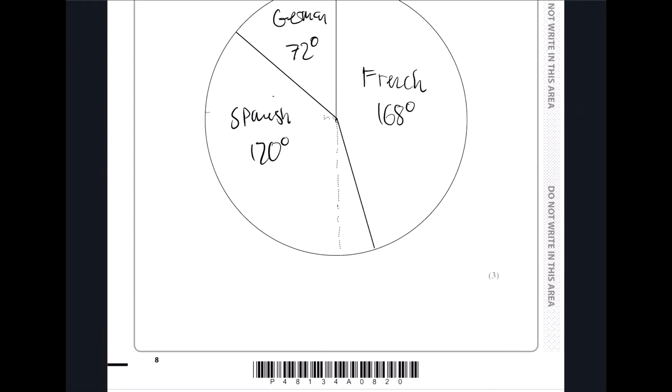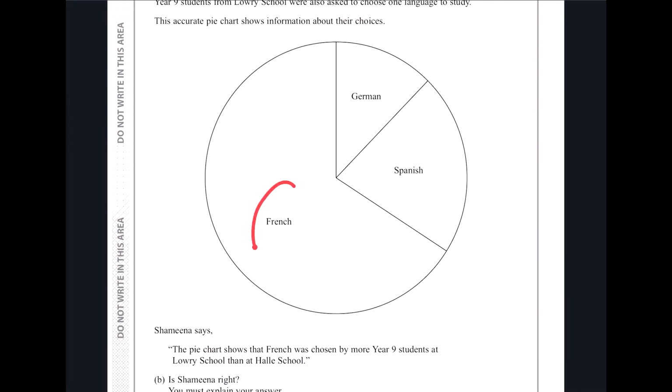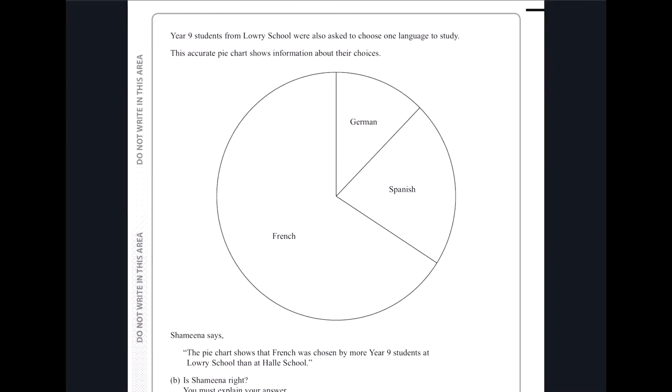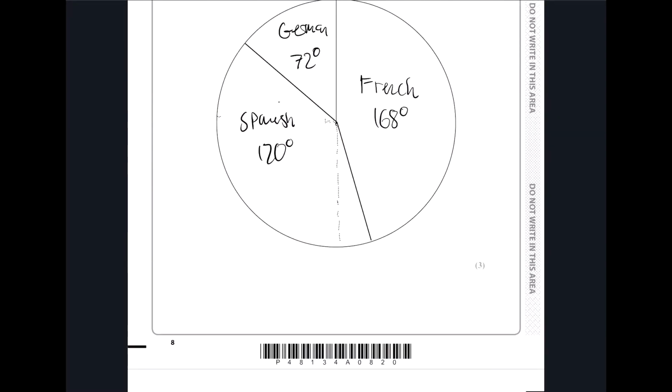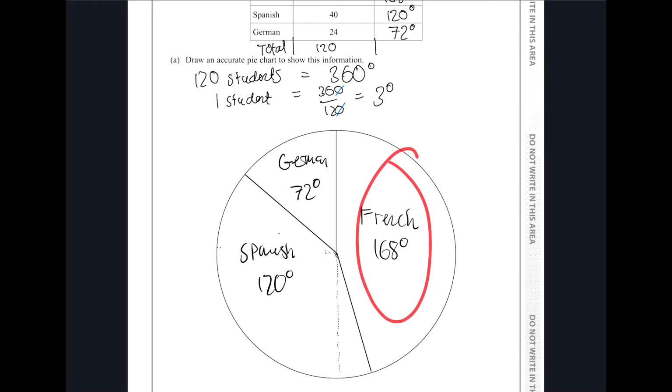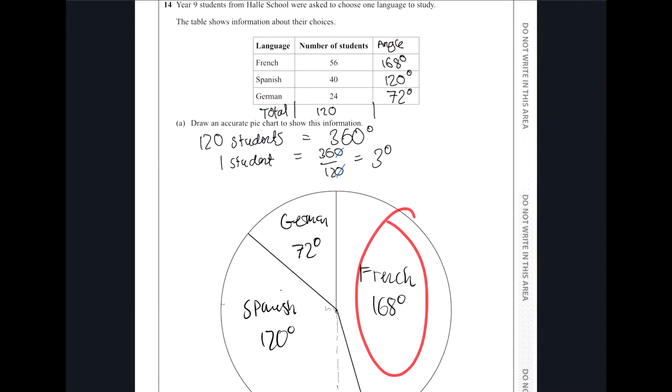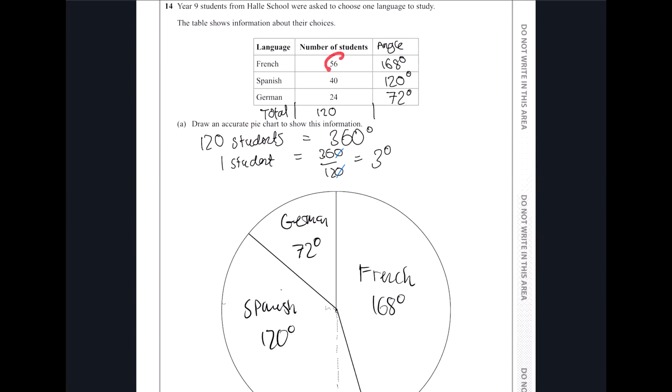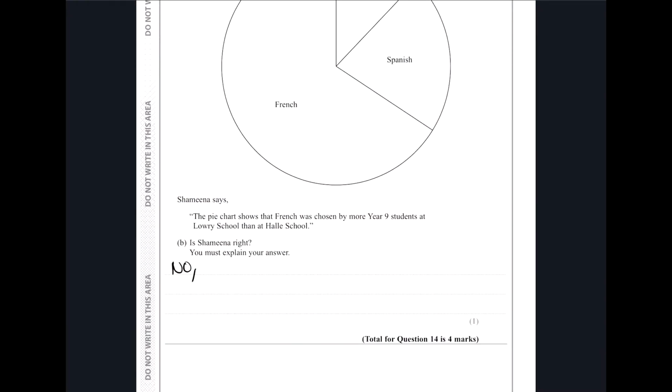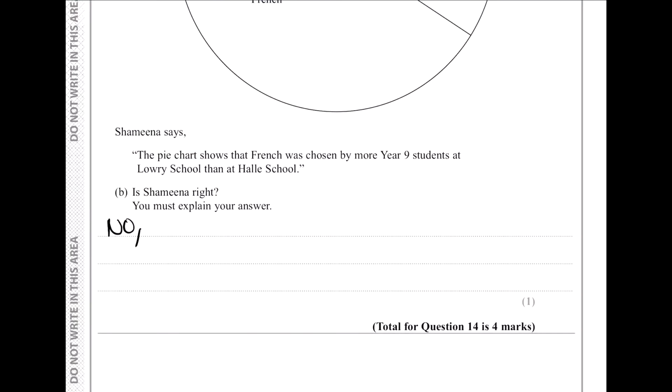Even though this region is huge, it might be that in this school there are only like 30 people in total. So this larger fraction of only 30 people still won't be that much. And in the end, this other number, even though the proportion was smaller, would actually have more people. Like here they have over 50. So the answer is no. So this person, Shamina, is not right.